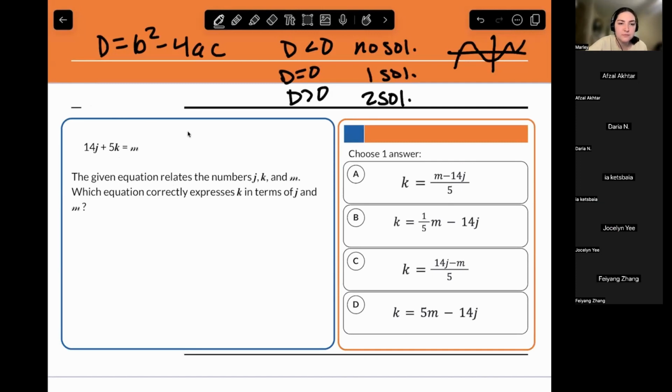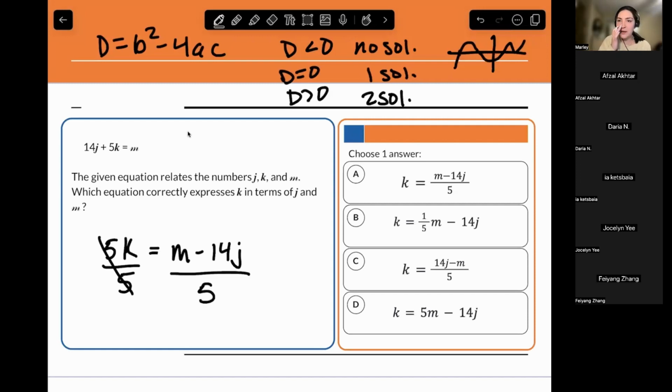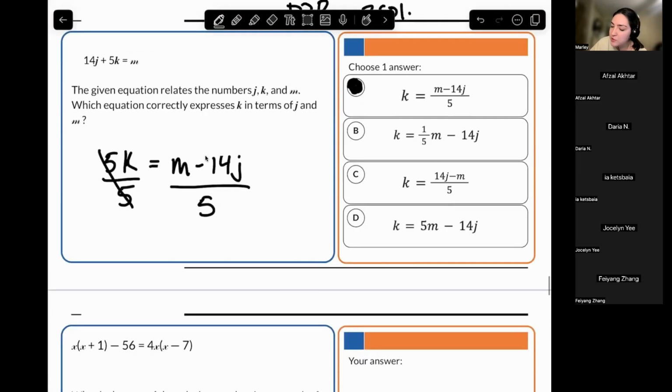I just subtracted 14j from both sides, and then I divided both sides by 5. Yep, exactly. Pretty straightforward for isolating k. This one's not too bad, there's no squares, there's no square roots, nothing like that. So we're just following order of operations in order to get this answer. So that would have been A? Perfect. Let's keep going. Next question.